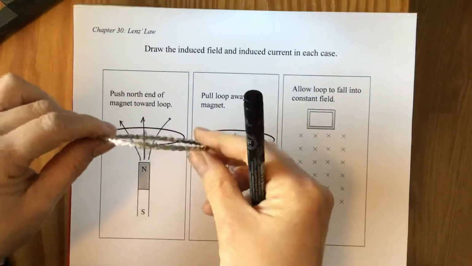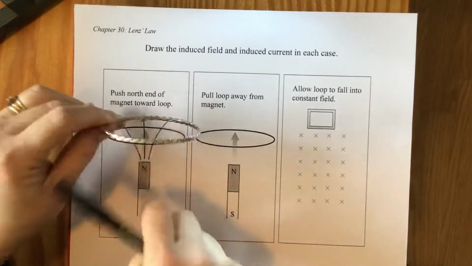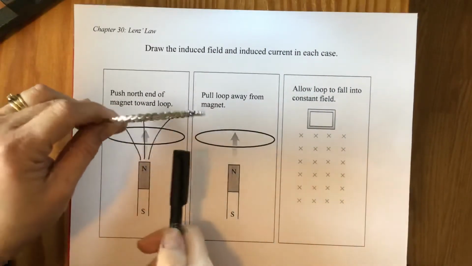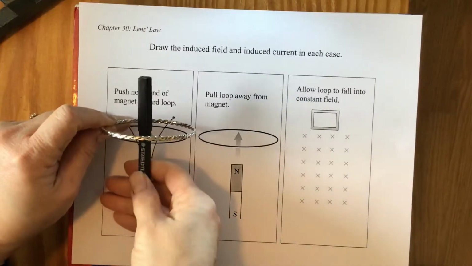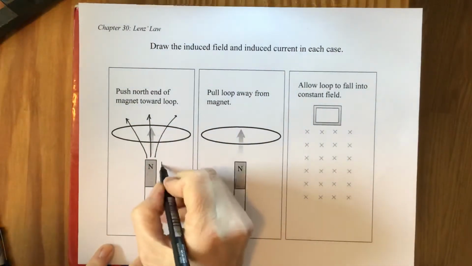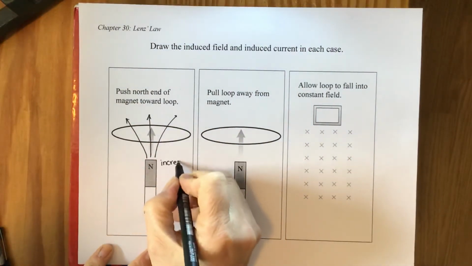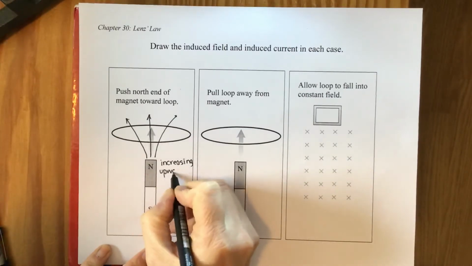So I grabbed a little bracelet. So the magnetic field is coming up this way. So there's the back, there's the front. It comes up this way. We're pushing the magnet in closer, so the magnetic field is getting stronger. So we're increasing the upward field through the loop.